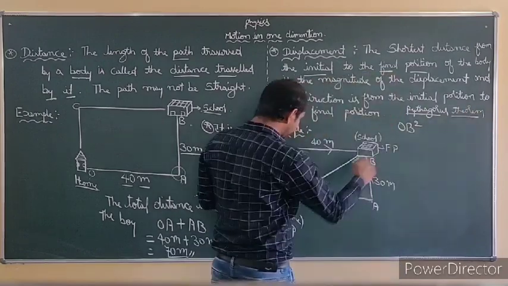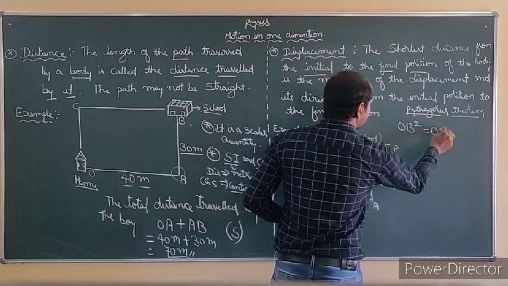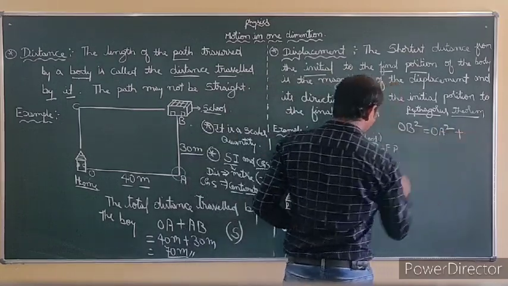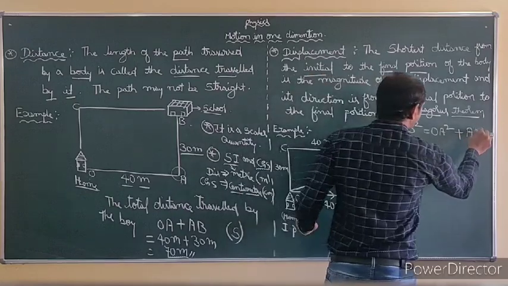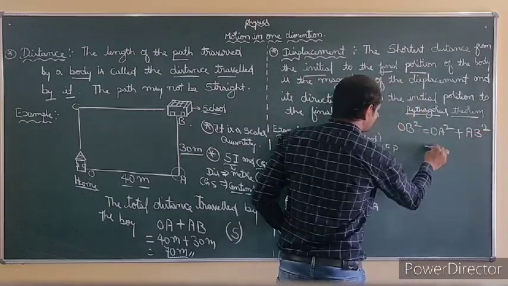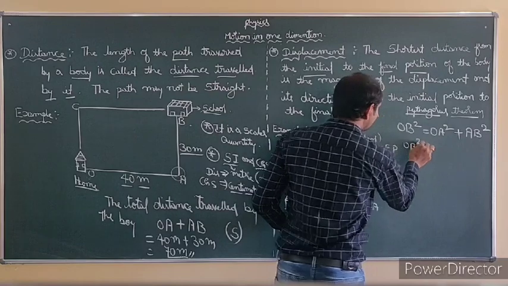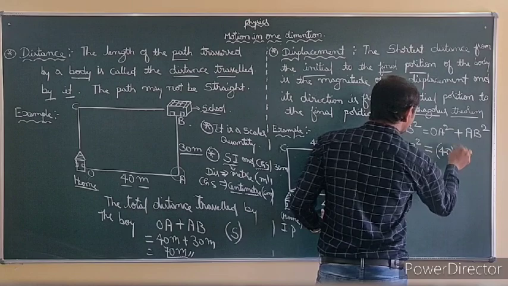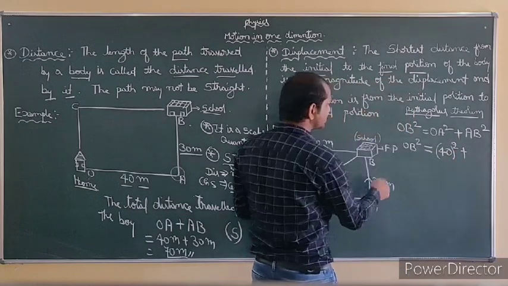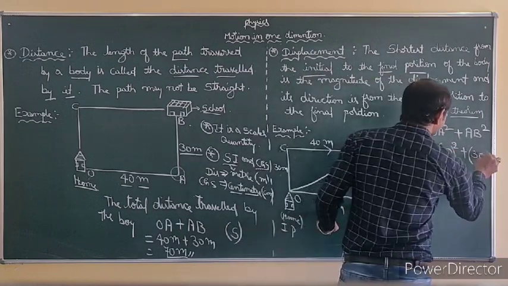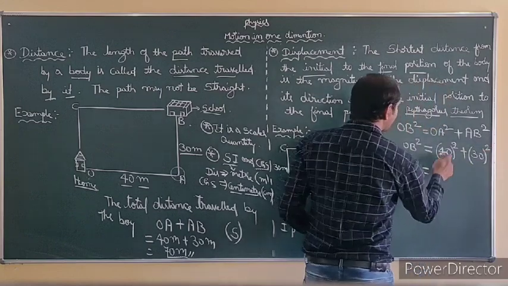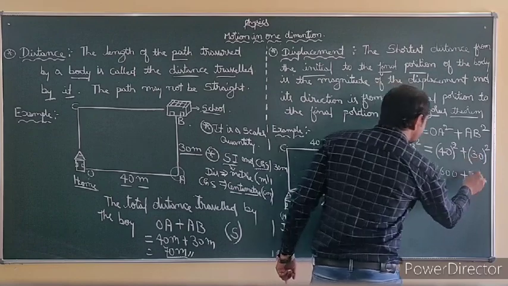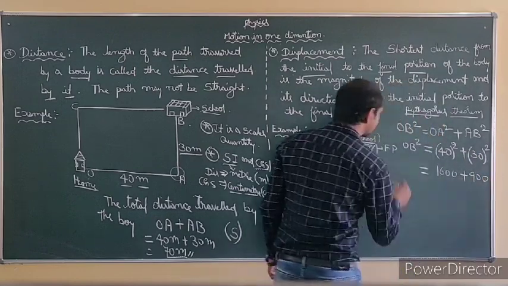We have here OB square is equal to OA square plus AB square. Now how much is OA? OA is nothing but 40. So this is 40 square plus how much is this? This is 30, is it not? So how much is 40 square? Which is 1600, plus this is 900. 30 square is always 900.